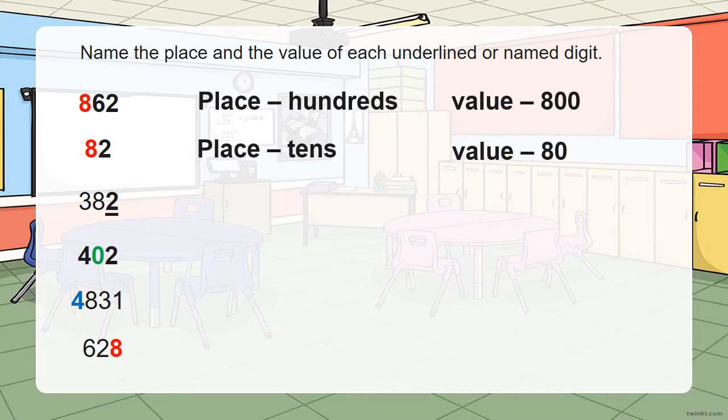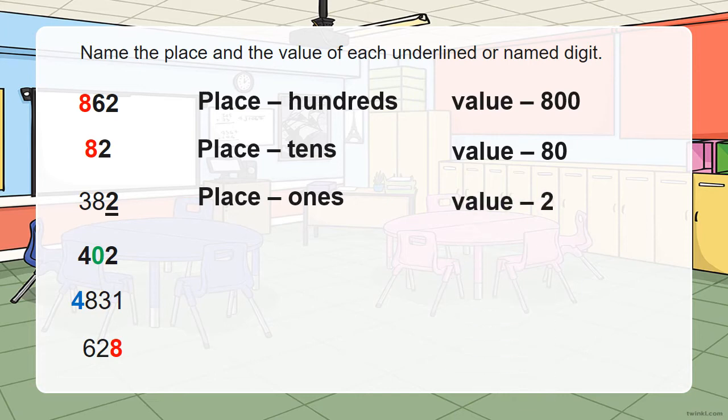Let's look at the third one. Sometimes they will have the number color coded. Sometimes they will have it underlined. So in this one, we have the digit underlined. So which place is the digit 2? It's in the ones place. What is its value? 2.